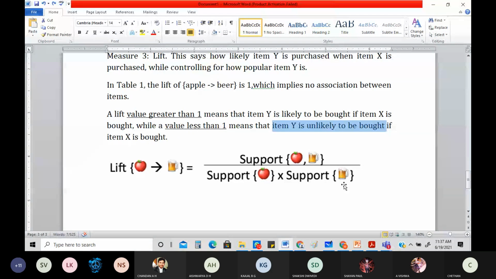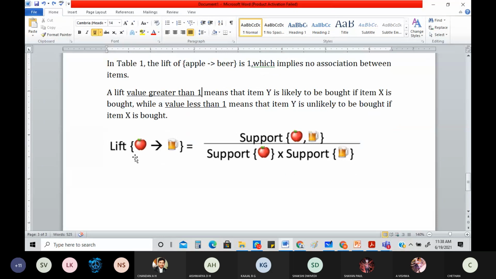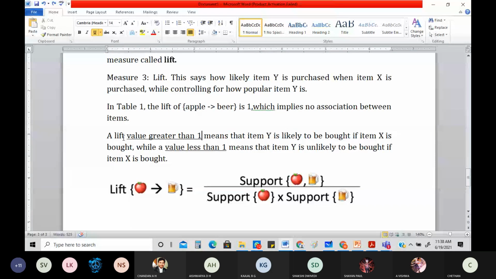3 divided by 3 into 6. 3 into 6 is 18. 3 divided by 18 is 1 divided by 6. What is 1 divided by 6? 0.33. Yeah, 0.33. So you can see very clearly this is the new thing called lift. Based on this only, we are going to learn about the evaluation patterns. We are going to evaluate the entire patterns based on these things.